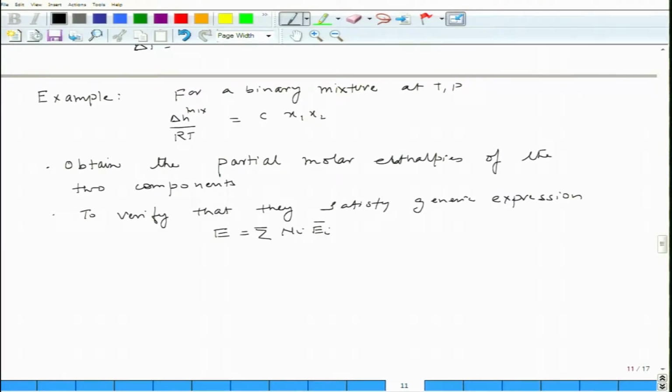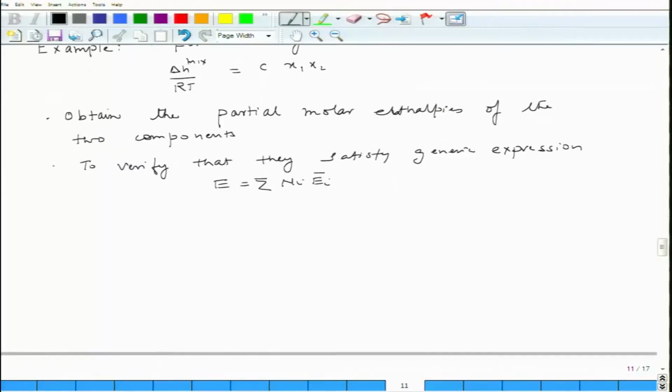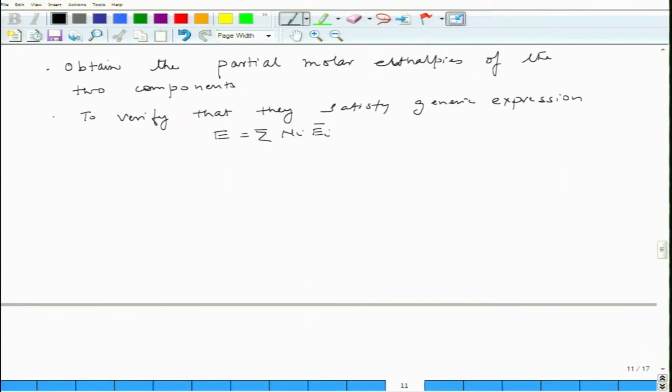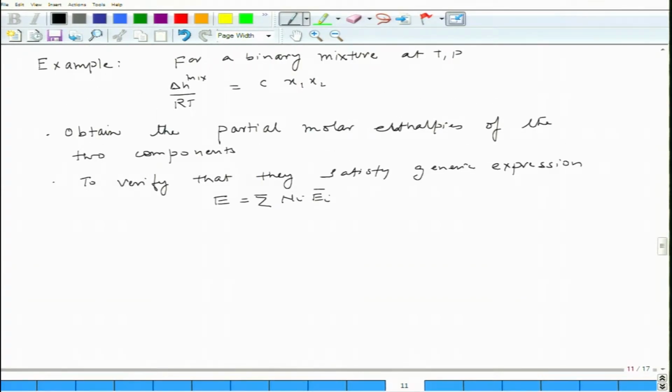So, we have this expression of delta H mix. From there we must find out the partial molar enthalpies and show that this particular expression holds. So, let me first start with the definition of delta H mix. Let us do this exercise. We can write delta H mix as H(T, P, N) minus summation Ni Hi for the pure components, with the same temperature and pressure which we have.